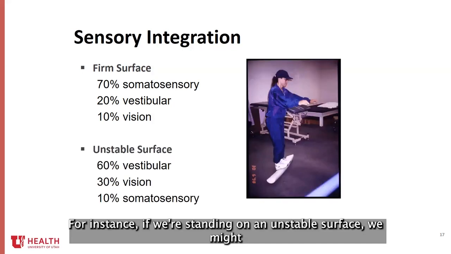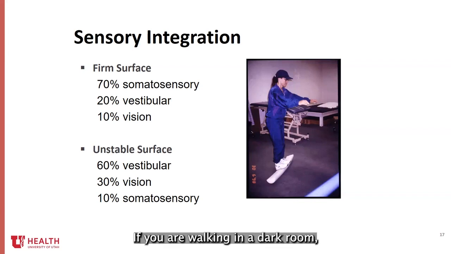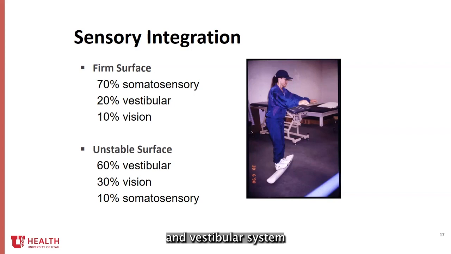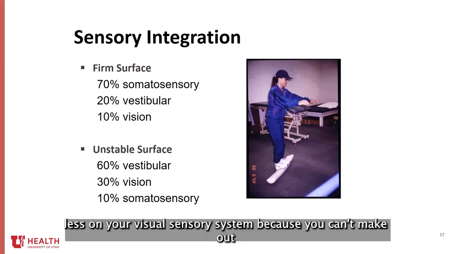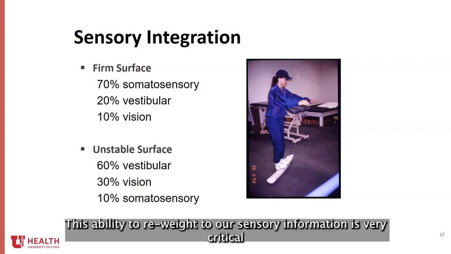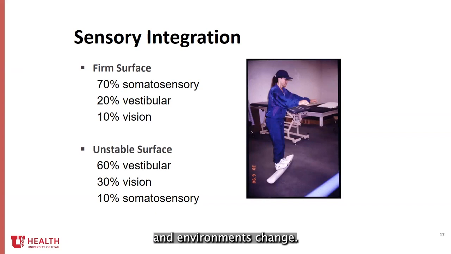For instance, if we're standing on an unstable surface, we might depend a lot more on our vestibular sensory system. If you are walking in a dark room, you're going to rely a little bit more on your somatosensory system and vestibular system, and you're going to rely a little bit less on your visual sensory system because you can't make out objects because of the lighting conditions. This ability to re-weight our sensory information is very critical to walking in complex environments where situational cues and environments change.